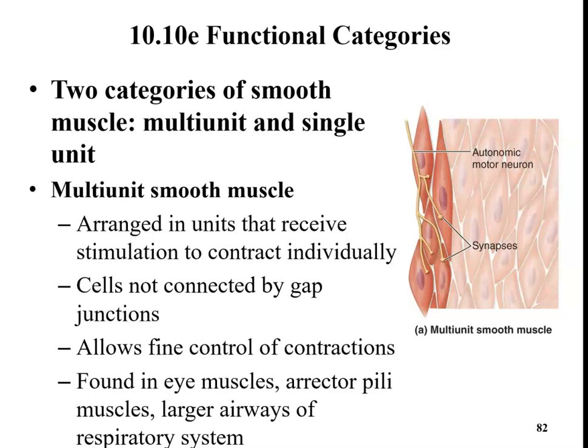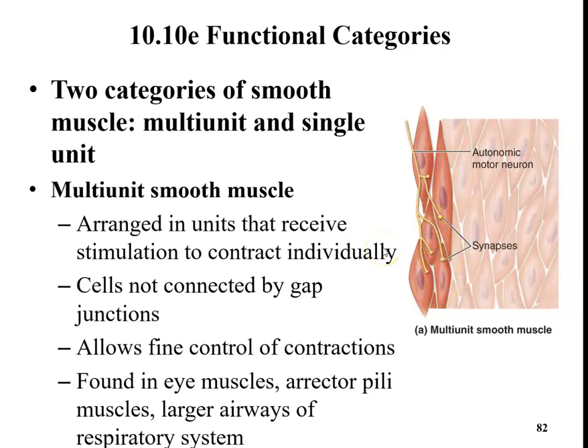Okay, so multi-unit versus single unit smooth muscle. Multi-unit smooth muscle is referring to whether the smooth muscle cells move together as one unit or move independently as multi-unit. So multi-unit, they're going to move independently. They are arranged in units that receive stimulation to contract individually. So each muscle cell is receiving its own stimulation to contract individually.